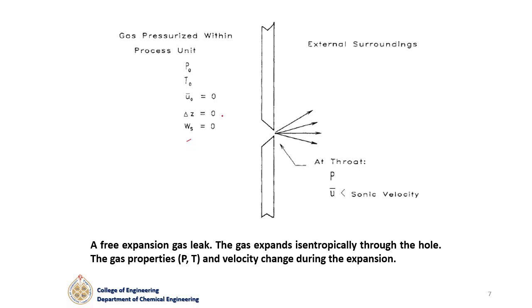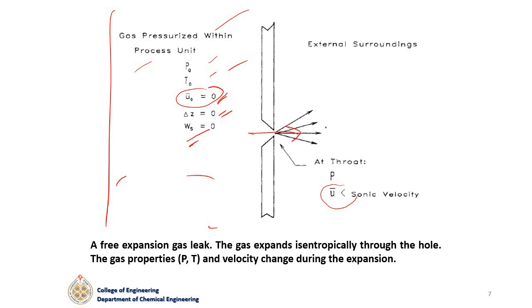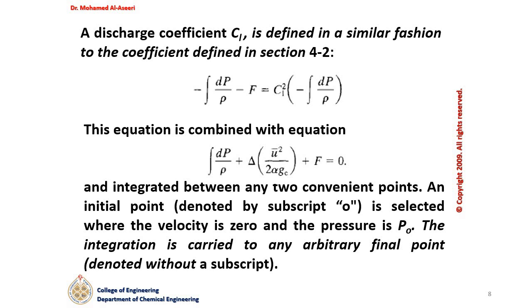So in this case, no shaft work, delta Z is equal to 0. And we have a certain pressure and temperature at this pressurized place, where it escapes out to the atmosphere. So this is like a free expansion gas leak, okay? They call it the free expansion gas leak. So this is the equation that we have here, and what we need to do is take the integration to get this dP term out. We cannot just say delta P.